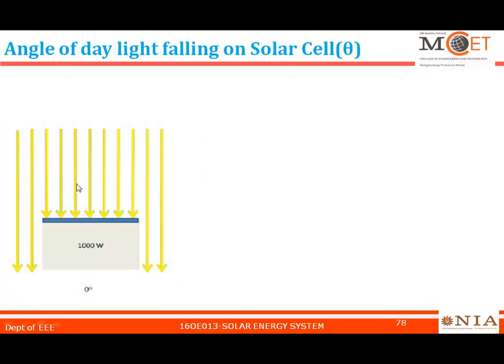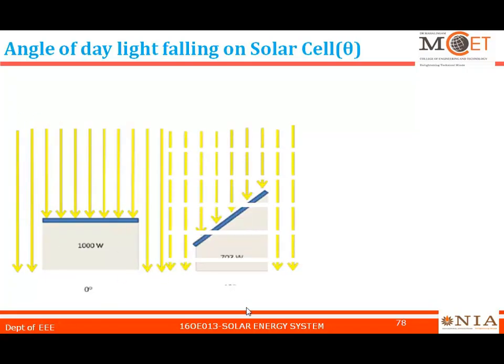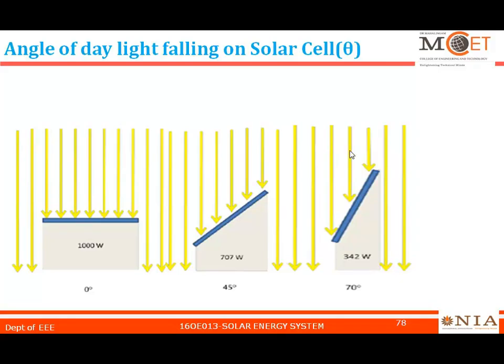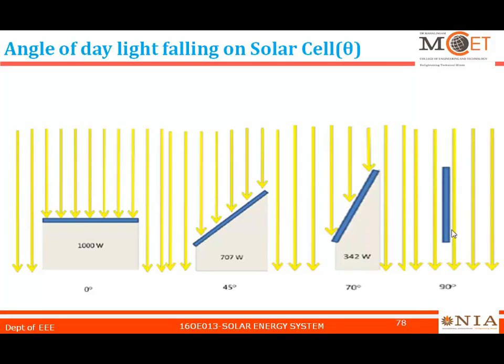This is your solar panel. With 0 degree, the power generated from this panel will be 1000 watts. When the angle is 45 degrees, this panel will generate 707 watts. The same panel, same rating, but because the angle is tilted, we are wasting 300 watts. At 70 degrees, again the sunlight falling on the panel is decreasing. The generation of electricity is 342 watts. At 90 degrees, this panel is parallel to the solar radiation, so there will not be any generation in this panel, so it is a waste of using this.